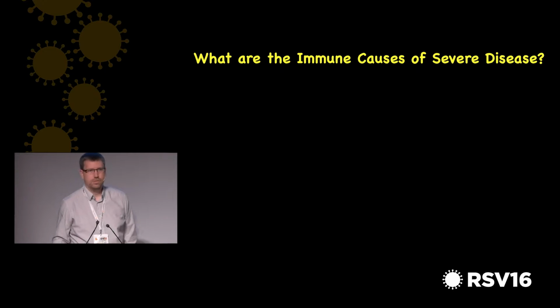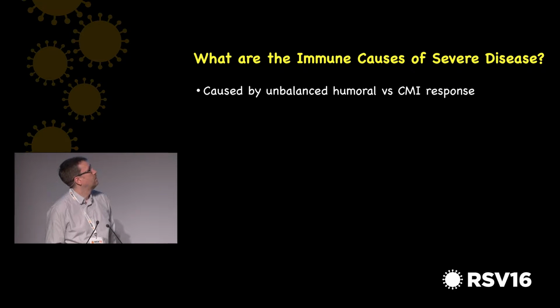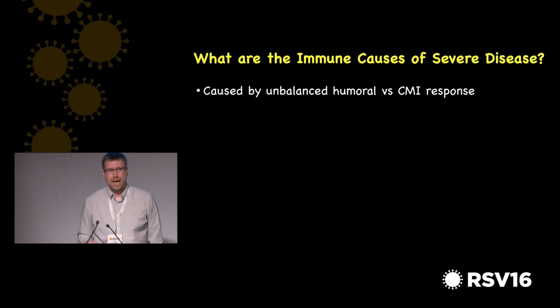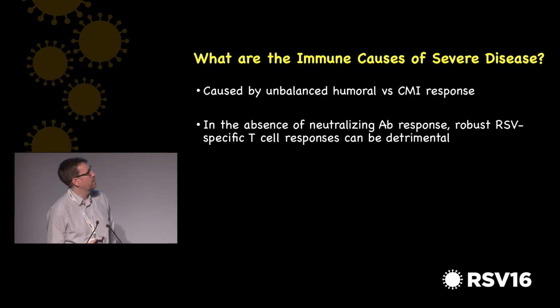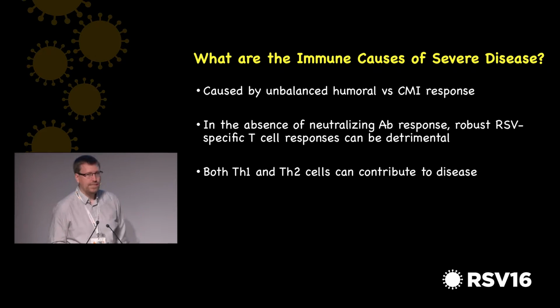And then finally, I want to talk about some of the causes of severe disease in just a normal, healthy child. So we often talk about balanced T-cell responses, but I think in part we want to talk about balanced humoral versus cell-mediated immune responses, because I think that's really where you want the balance. And so we know that in the absence of a strong neutralizing antibody response, robust RSV-specific T-cell responses can lead to immunopathology. Both Th1 and Th2 cells have the capacity to create immunopathology in RSV infection.